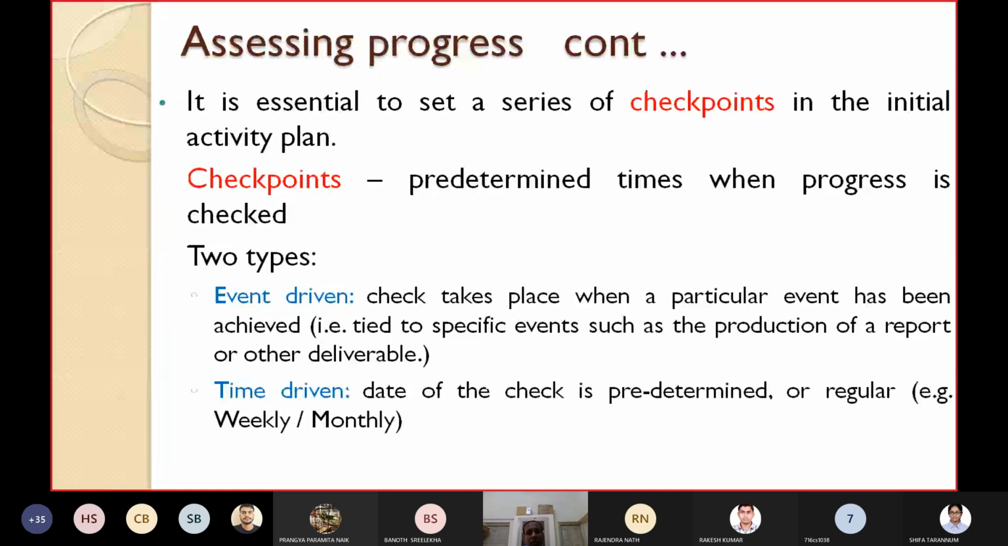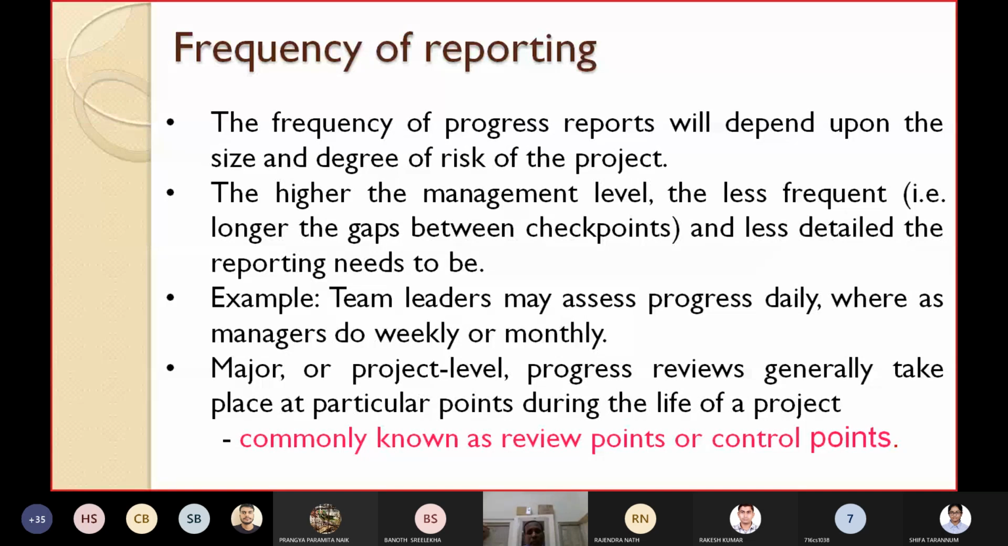At the major or project level, the progress reviews generally take place at particular points during the life of a project, and those are commonly known as review points or control points. At the project level, the major progress reviews, when do they take place? Major or project level progress reviews generally take place at some particular points during the life of a project. These particular points are known as review points or control points.